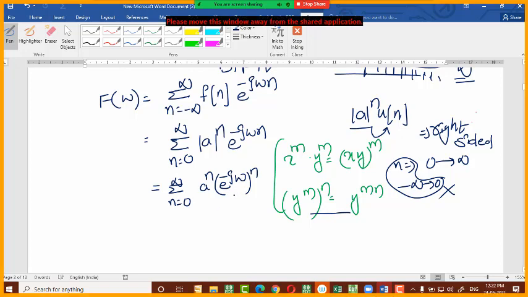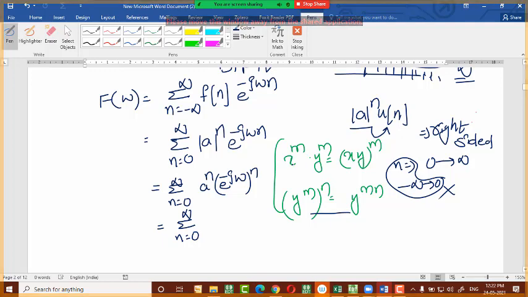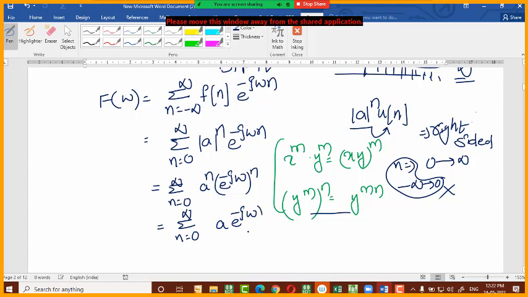Okay. Then it is equal to sigma n is from 0 to infinity. You see, now apply this one. Something to the power of m, another thing to the power of m. Same power is there, but these two are multiplied. So we can multiply these two bases at once, then put this power. So a power n, next e power minus j omega, this is also having the power n only. So I can write a into e power minus j omega whole power n. Like this I can write.